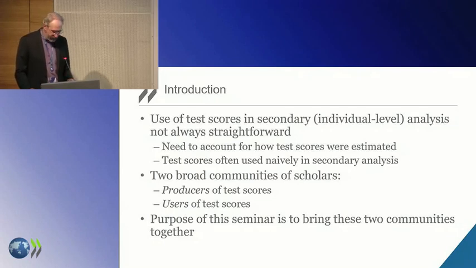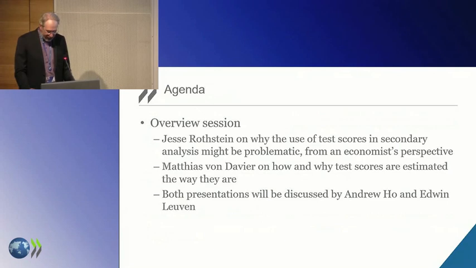In terms of the agenda, firstly, we'll have an overview session, and I think people have started to come up to the table here. We've got Jesse Rothstein on why the use of test scores in secondary analysis can be problematic from an economist's perspective. Matthias von Davier on how and why test scores are estimated the way they are. And Matthias, I think many of you will know, has had a very long experience with a number of these studies, such as PISA, the US studies, as well as PIAAC and the studies of adult proficiency that have been undertaken under the aegis of the OECD.